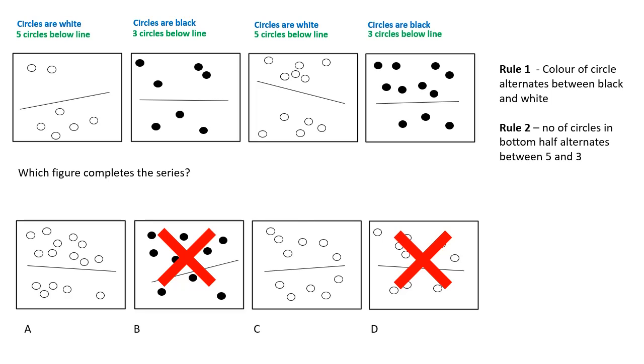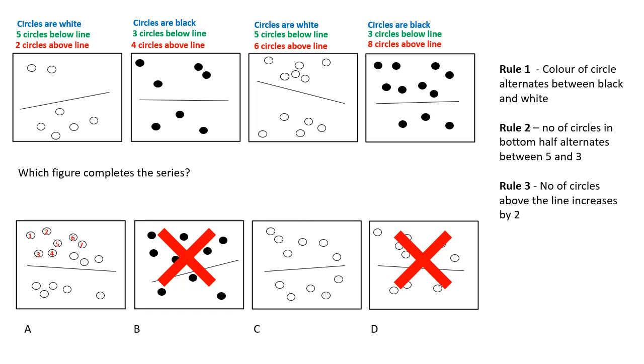And the final rule is that the number of circles above the line increases by 2. So we can work out that in the next figure there should be a total of 10 circles above the line, meaning that A is the correct answer.